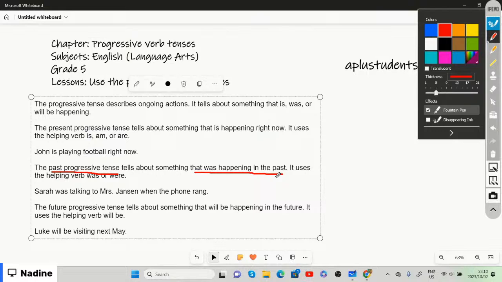And when it comes to the past progressive tense, we use helping verbs like was and were to show ongoing action within the past, right? An example of a past progressive tense is Sarah was talking to Mrs. Jansen when the phone rang. So was indicates that one person was talking, right?